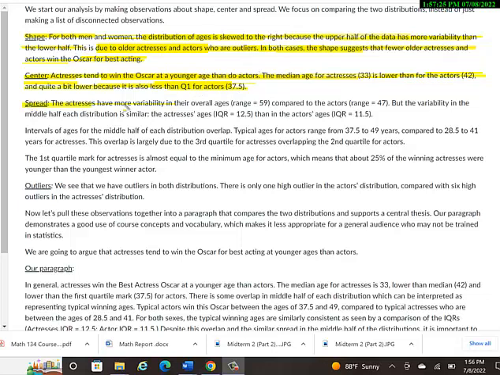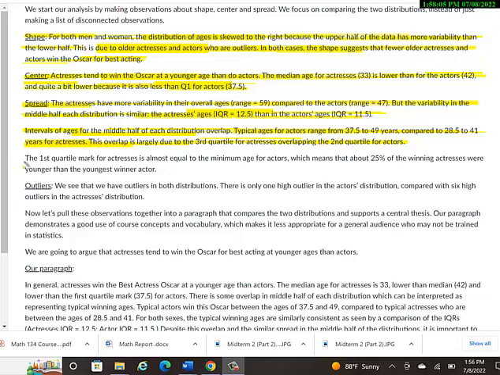Spread. The actresses have more variability in their overall range of ages. The range is 59 years compared to the actors' range, which is 47. But the variability in the middle half of each distribution is similar. The actresses' ages have an interquartile range of 12.5 years. The actors have an interquartile range of 11.5 years, so fairly similar. Intervals of ages for the middle half of each distribution overlap. Typical ages for actors range from 37.5 to 49 years, compared to 28.5 to 41 years for actresses. This overlap is largely due to the 3rd quartile for actresses overlapping the 2nd quartile for actors.